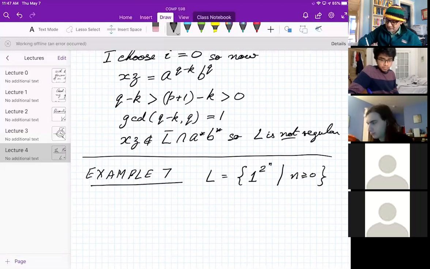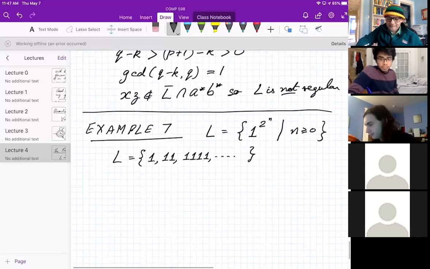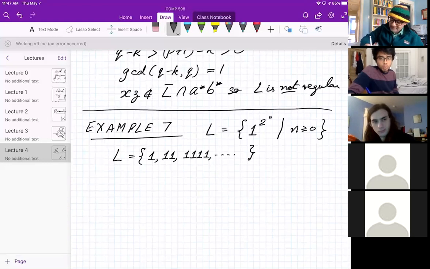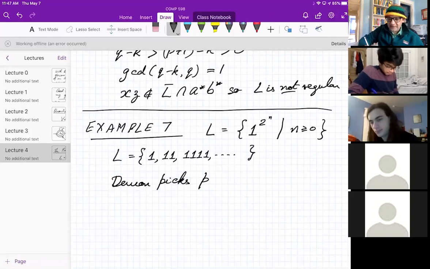Okay, so what's in L? You can have 1, you can have 1, 1, you can have 1, 1, 1, 1, and I think I should stop writing. So powers of 2. Sequences of A of length, powers of 2. Okay, demon picks P. All right, what do you guys pick?